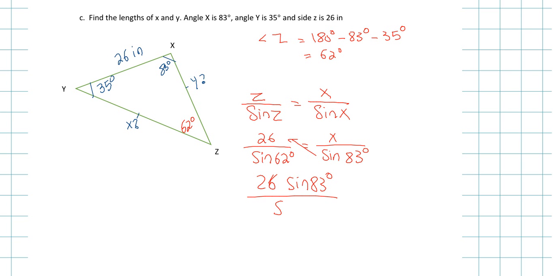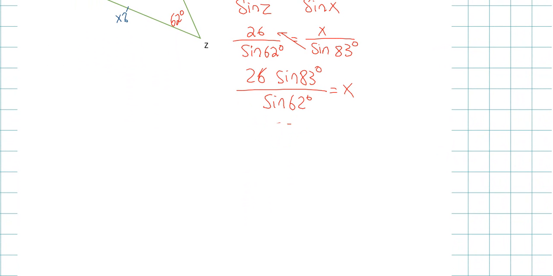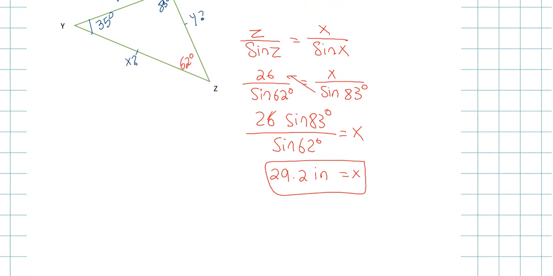What do you guys get for this? 25.8? No. That's your final answer? Yes. Yeah, so you did the numerator, then you divided. That's fine. Okay, now I found side x. Now I have to find side y.